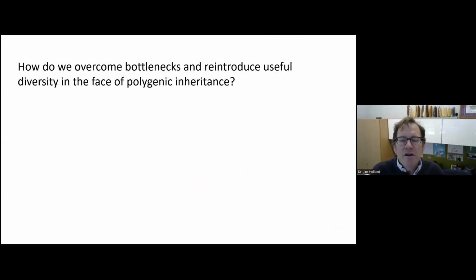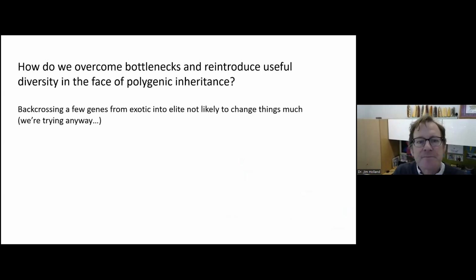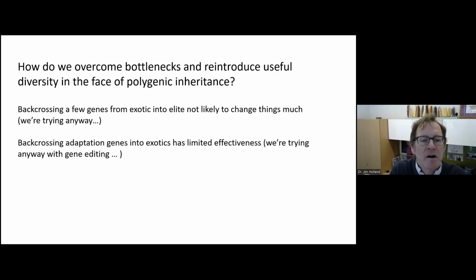So the question is, how do we overcome these bottlenecks and reintroduce useful diversity in the face of this polygenic inheritance? So just to recap what I've said, you can use back crossing programs, but if it's mostly polygenic, back crossing only affects a small proportion of the genome, so it's not likely to have huge effects. And again, despite the fact that this is probably not going to work, we try these things anyway. So there are probably special cases where sometimes this might work.